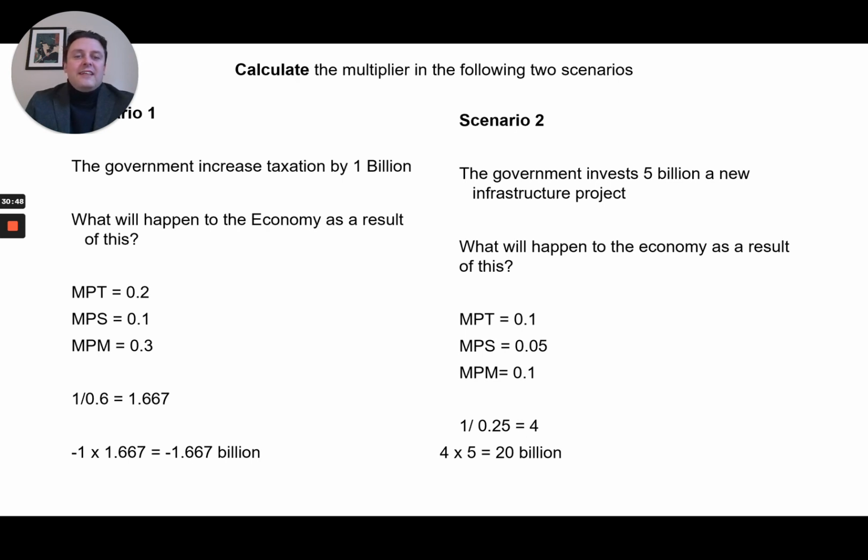Okay. The next one, in scenario 2, they've injected 5 billion into the economy. So we add them together again. 0.1 plus 0.05 plus 0.1 is 0.25. So 1 divided by 0.25 is 4. So 4 times 5 billion is 20 billion. Okay, really straightforward calculation.